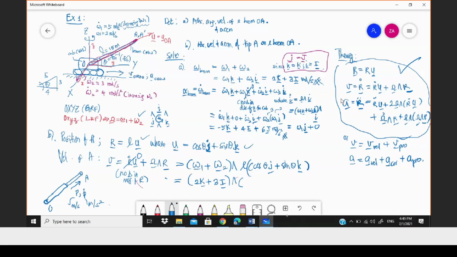Okay, you get 12. And the unit vector small j can be replaced with capital J now. Plus L sine theta, which is going to be what? 9, isn't it?